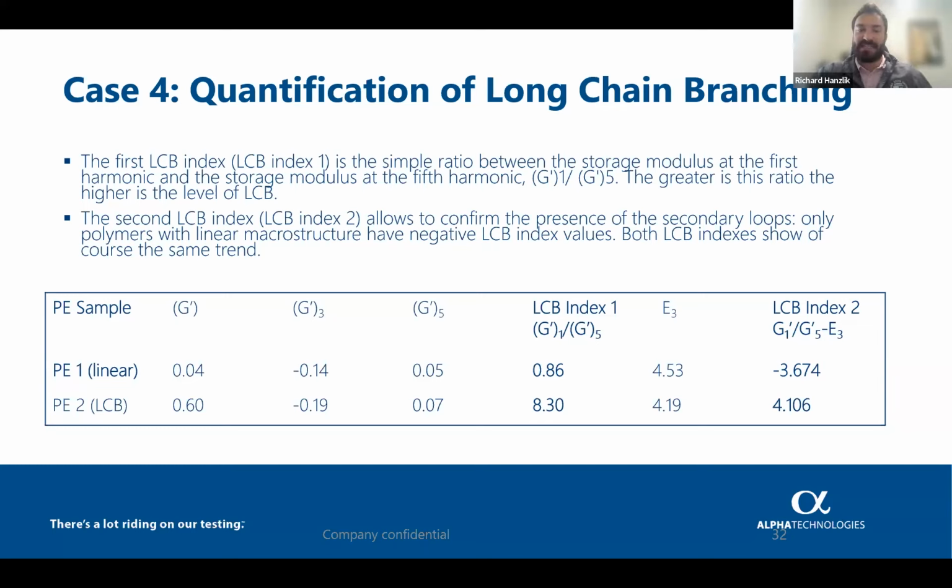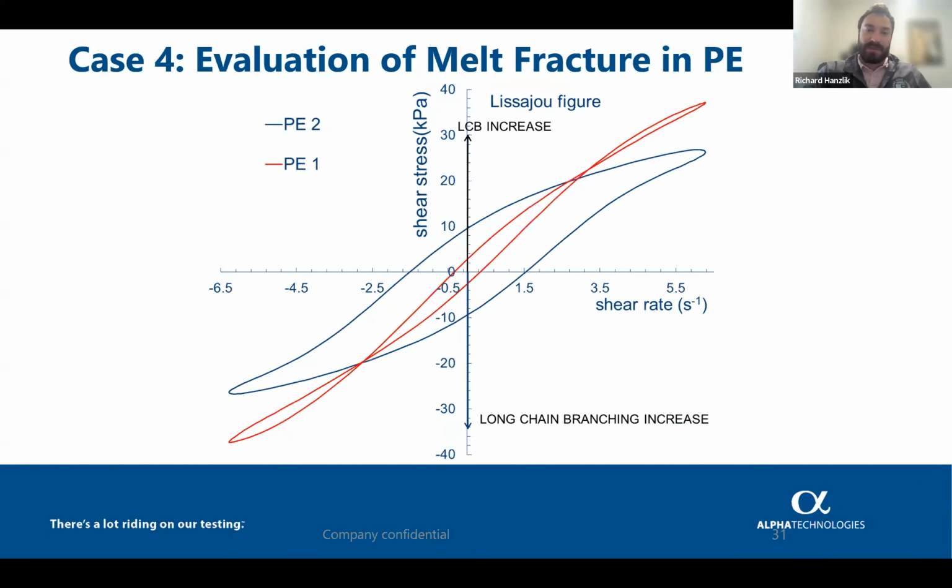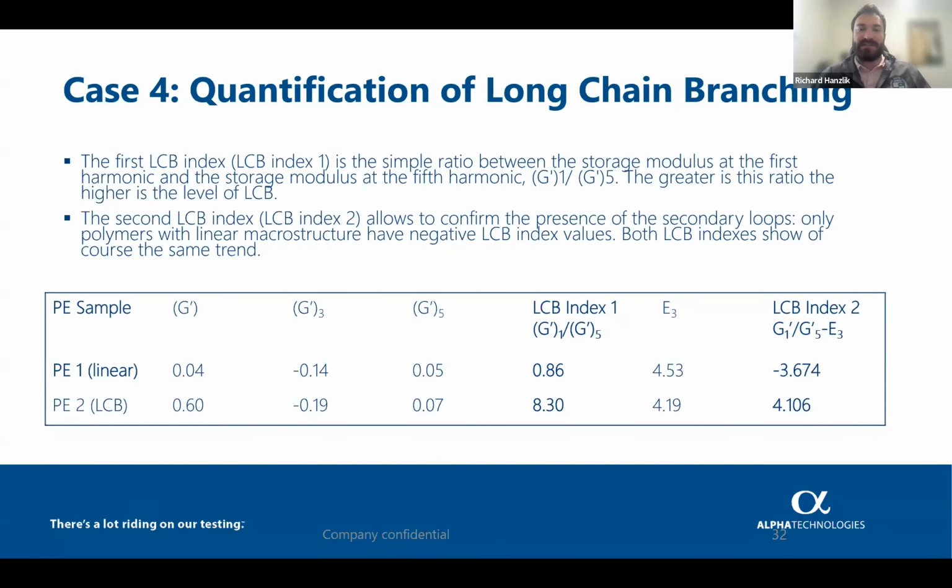So in this case, we see the minus 3.674. This is in line with our presence of loops. That's going to be a very linear polyethylene. And with the higher LCB index content of a 4, we know that that's going to be branched.